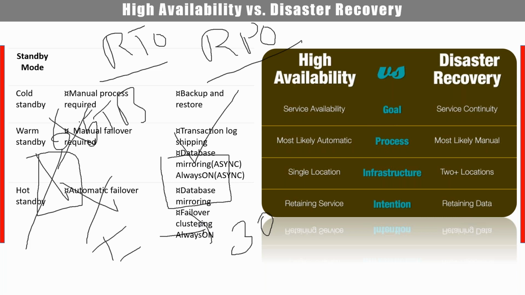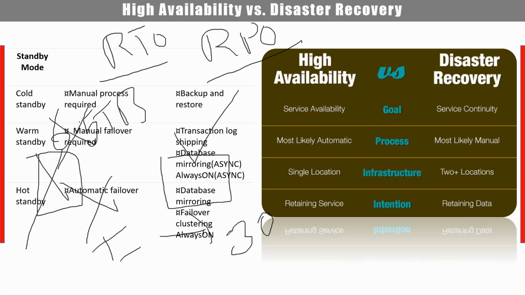So he can agree to data loss for 30 minutes, sir. Every 30 minutes you are taking backups, so the loss will be less than 30 minutes only, right, if something goes wrong. Agree? So backups are going to be configured based on your RPO.